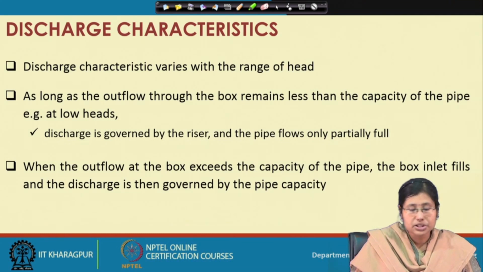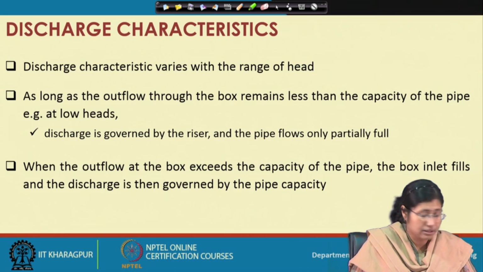Now, coming to discharge characteristics. First, discharge characteristics vary with the range of head. Second, as long as the outflow through the box remains less than the capacity of the pipe, for example at low heads, discharge is governed by the riser and the pipe flows only partially full. Third, when the outflow at the box exceeds the capacity of the pipe, the box inlet fills and discharge is then governed by the pipe capacity. So, these are some of the discharge characteristics.